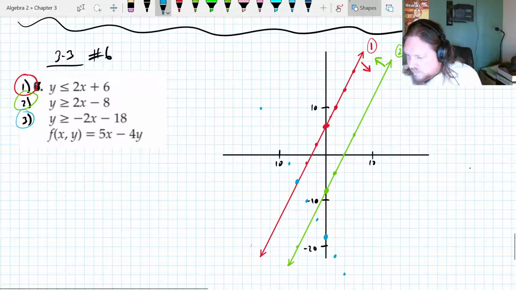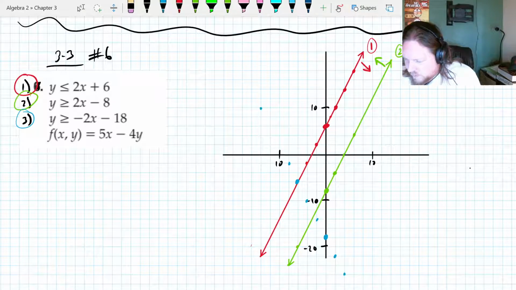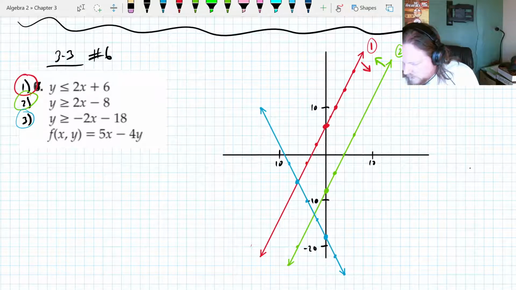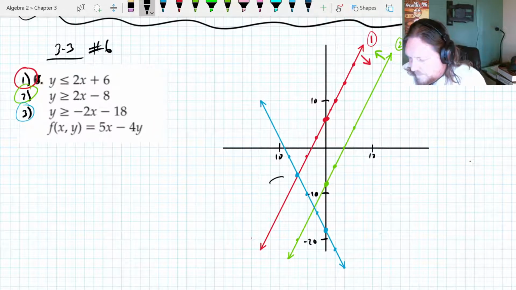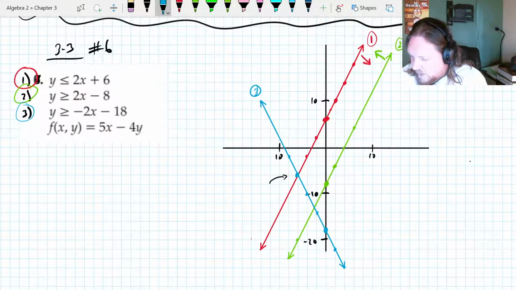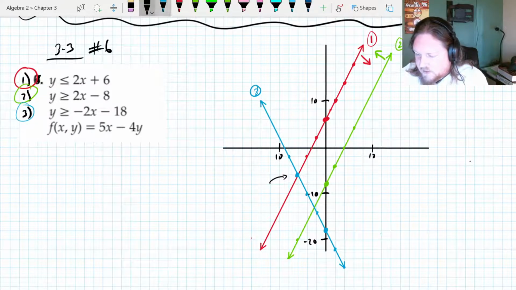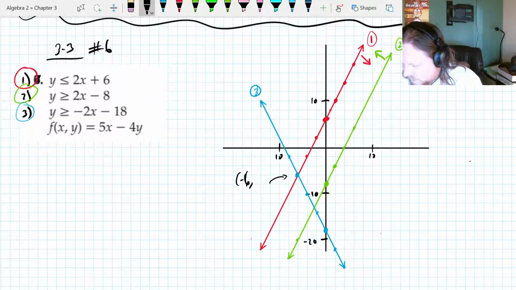I think that's the right spot there, and that should be enough for us to draw our line. Yep, that looks good. So this point here, where inequality 3 and inequality 1 cross, looks like it's pretty legible. That looks like negative 6, comma, 1, 2, 3, negative 6.